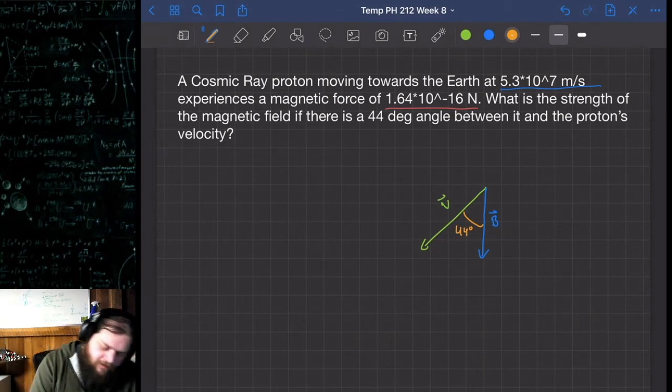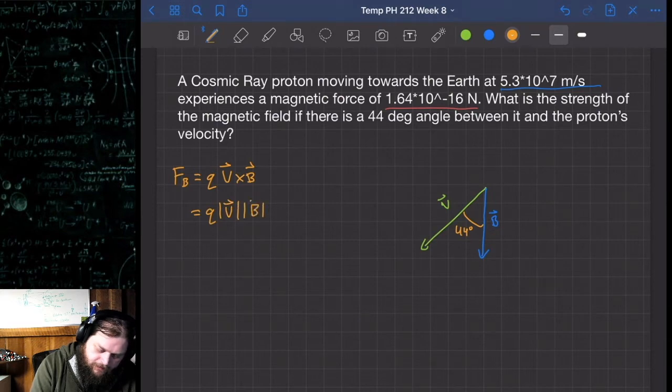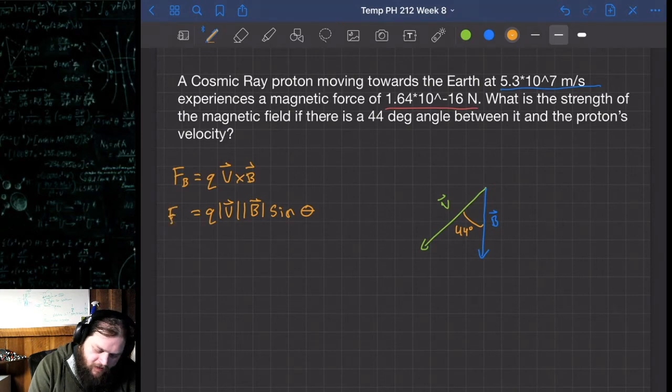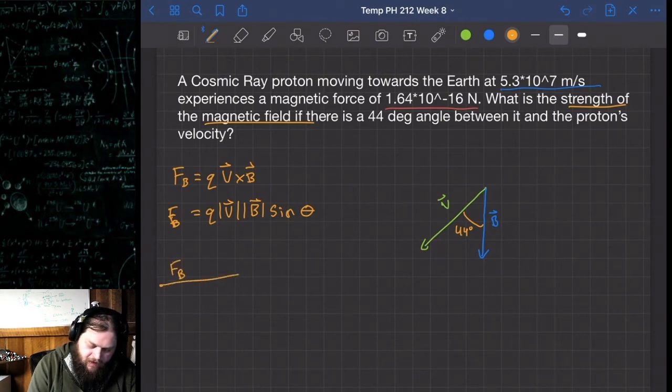So just using the equation for the magnetic force, which is equal to Q V cross B, which is going to be equal to Q, magnitude of V, magnitude of B, sine of theta. Plugging in the values that we have, because we know the force, we can rearrange. We want to find the strength of the magnetic field, so we've got to solve this equation for B ultimately. So the magnetic force divided by Q, V magnitude, sine of theta will equal B.